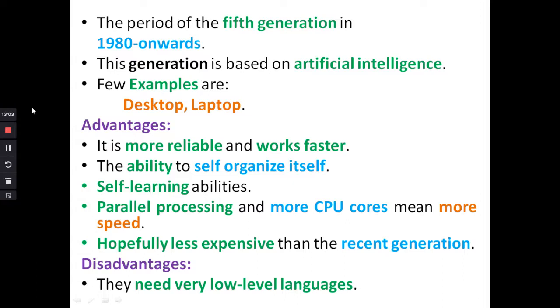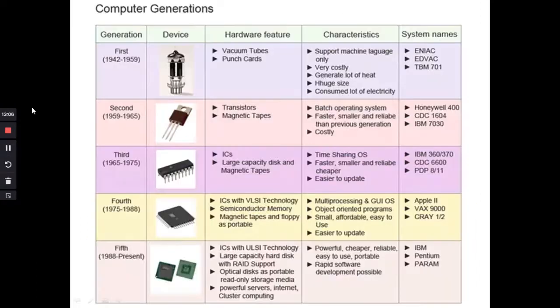So these are the things that we have discussed so far. Okay, this is a diagram of the vacuum tube, transistor, ICs, microprocessor and fifth generation computers. This is just for your reminder. First generation computers were from 1942 to 1959, second 1959 to 1965, third 1965 to 1975, then fourth 1975 to 1988, and fifth 1988 to present.